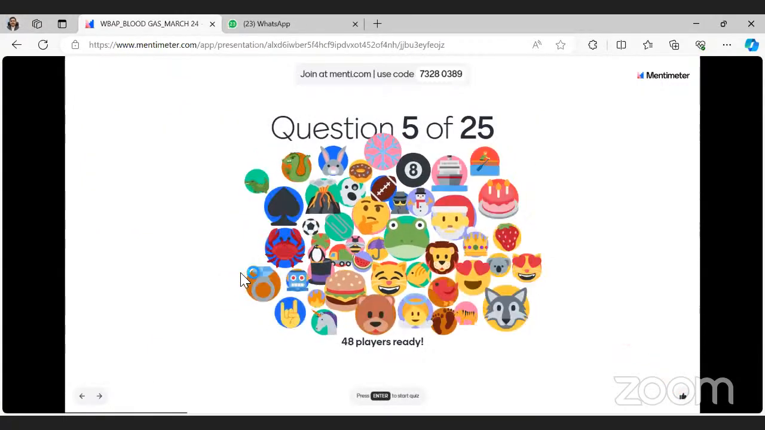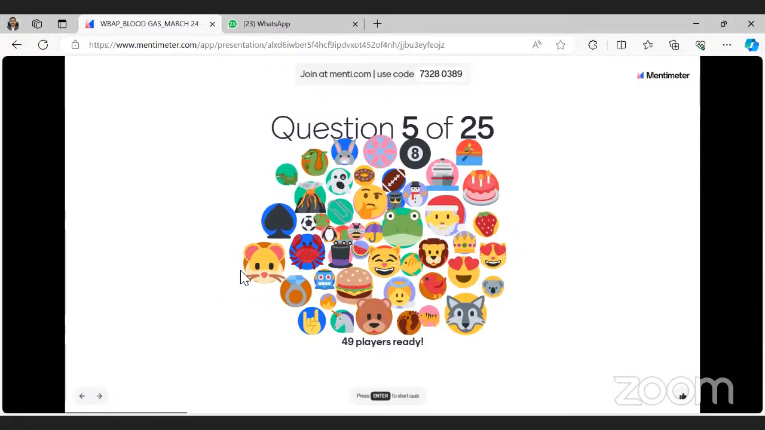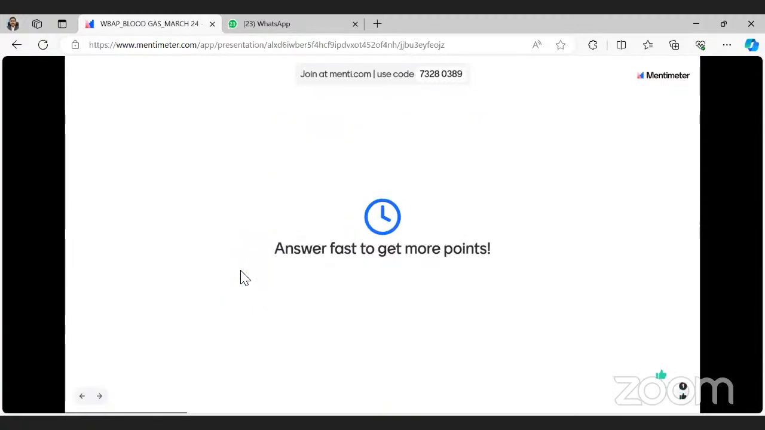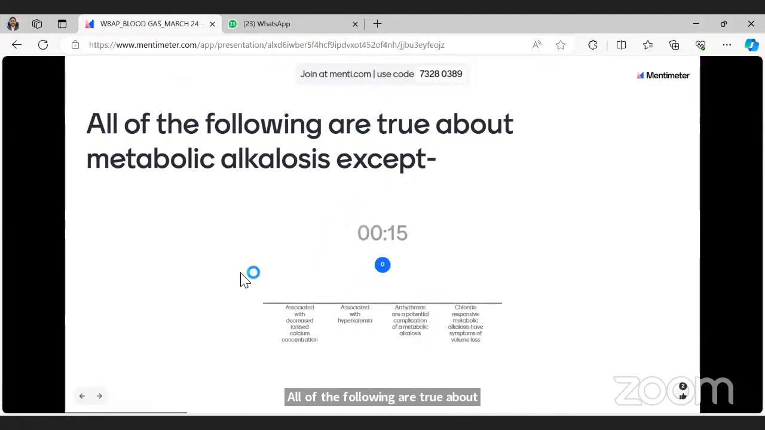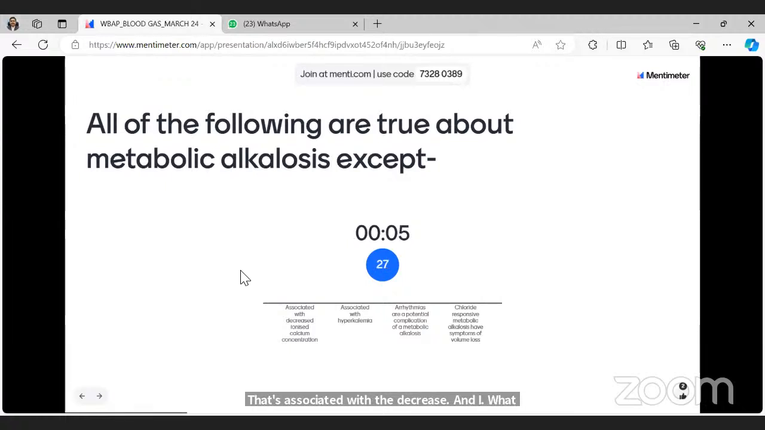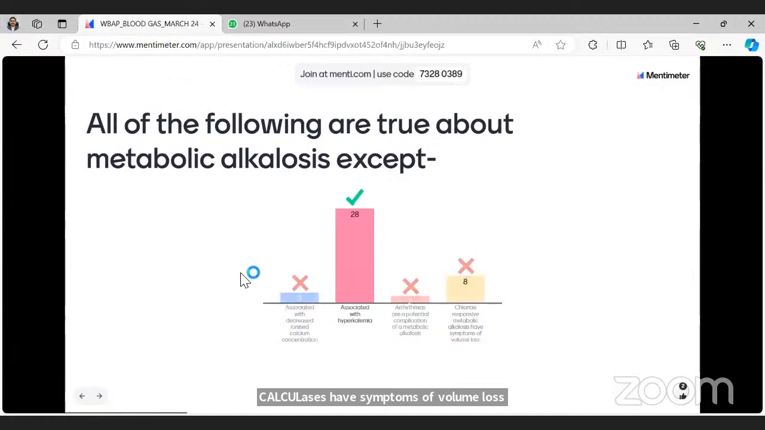Question number 5. All of the following are true about metabolic alkalosis except: associated with decreased ionized calcium, associated with hyperkalemia, arrhythmias are a potential complication, chloride responsive metabolic alkalosis has symptoms of volume loss. So it is associated with hypokalemia. Very good. Many people answered correctly.